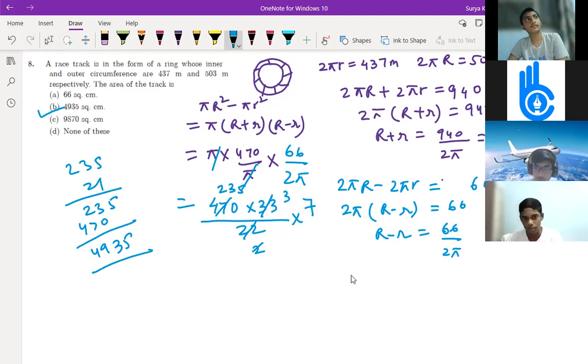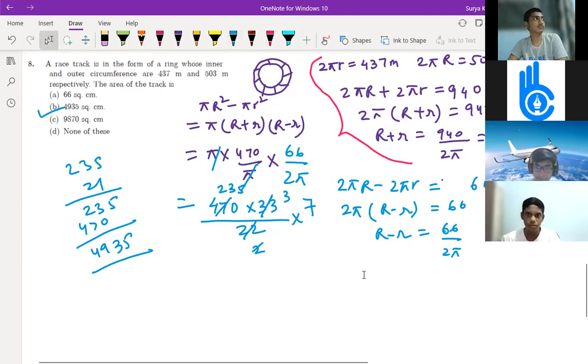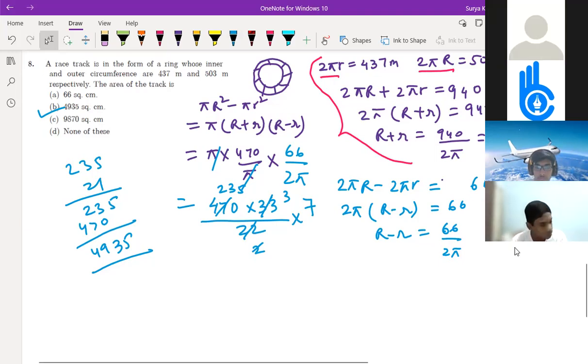Sir, I'm not getting the answer. See, did you understand what I'm teaching right now? First, what I have done: they have given the circumference, 2 pi r, and 2 pi capital R, right? So 2 pi small r is given as 437 and 2 pi capital R is given as 503. This is clear to you?